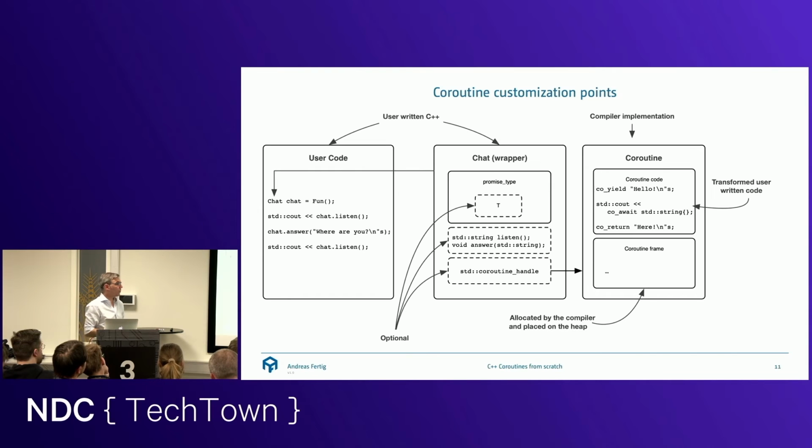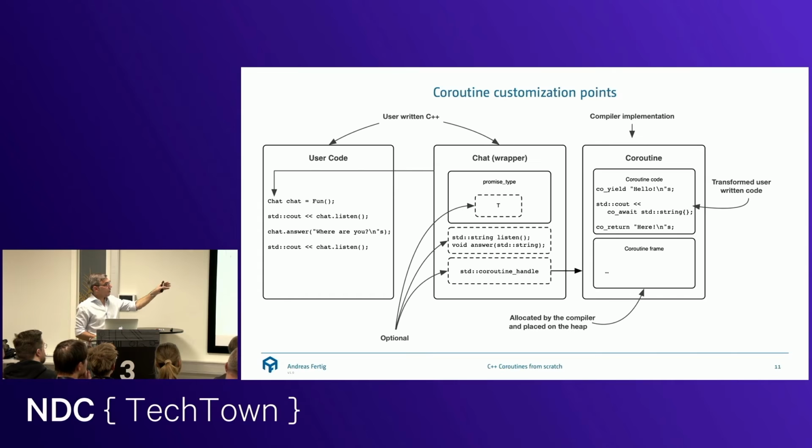Okay, we are free to do so. Whether we store the coroutine handle in the wrapper type is our decision. The compiler can live without that. But if we want to reach into the coroutine, we need a coroutine handle. Depending on the implementation, we might not need that. So we have a couple of optional parts in here for my wrapper type.